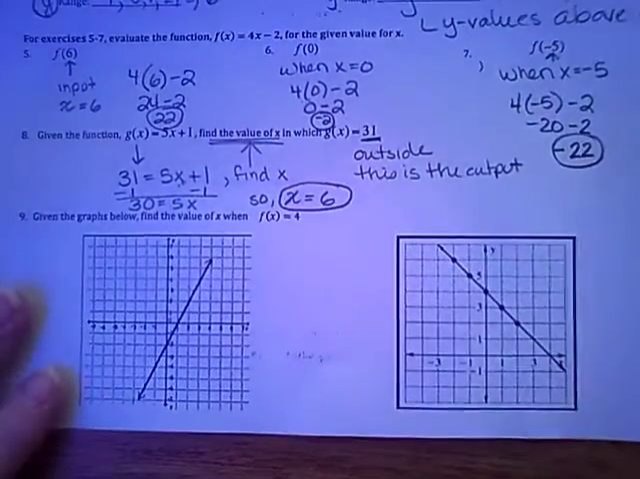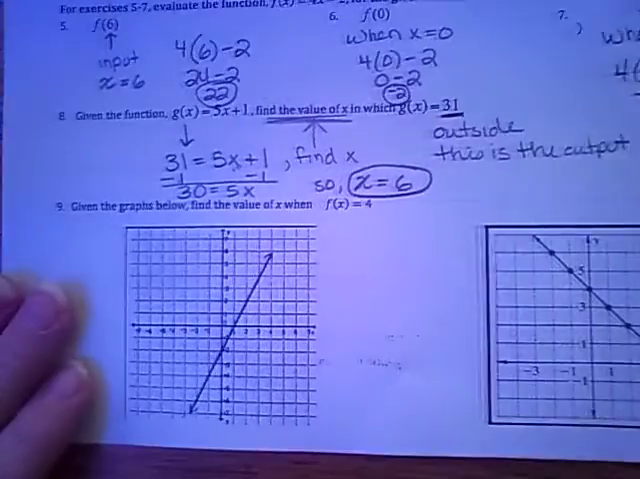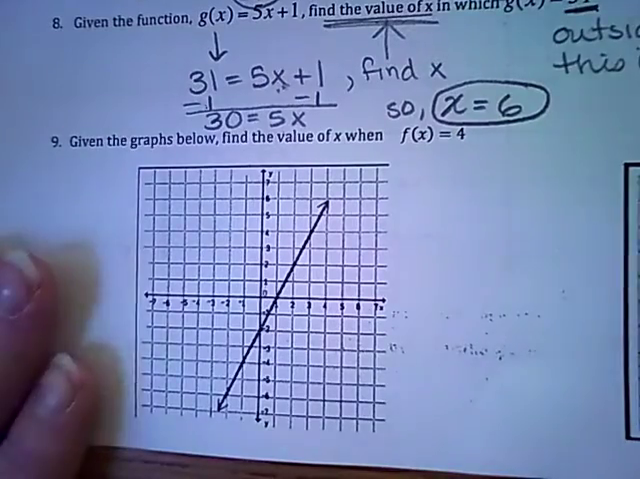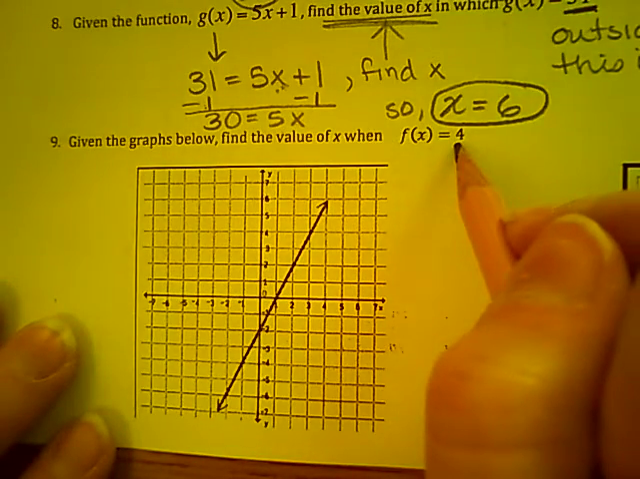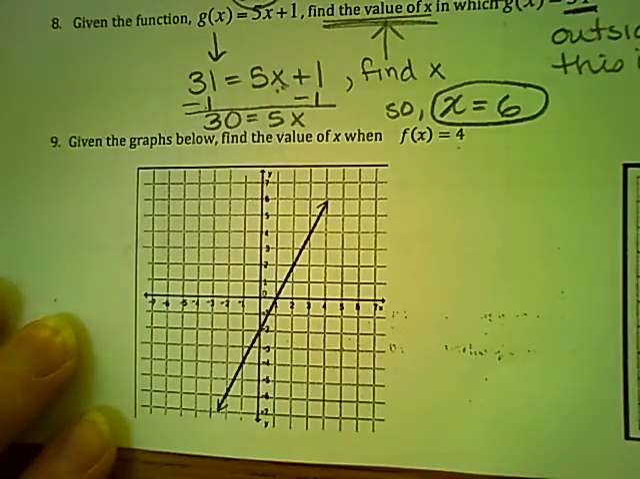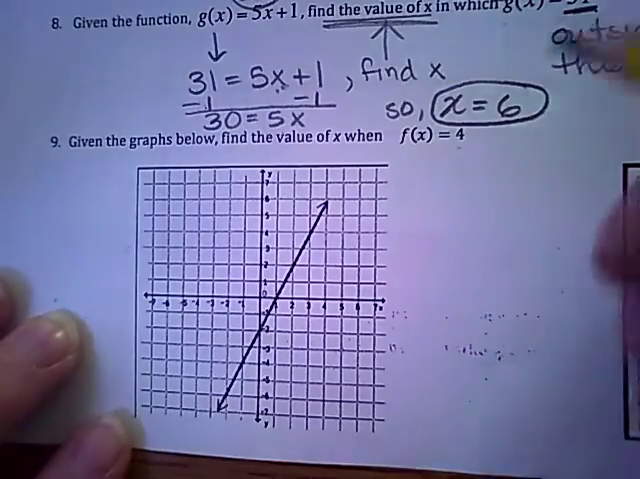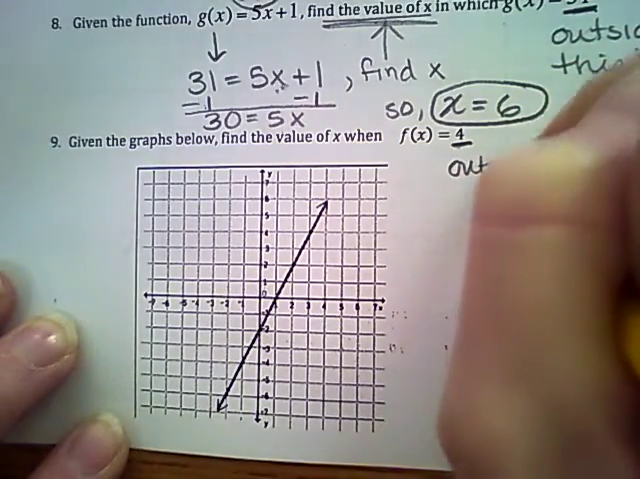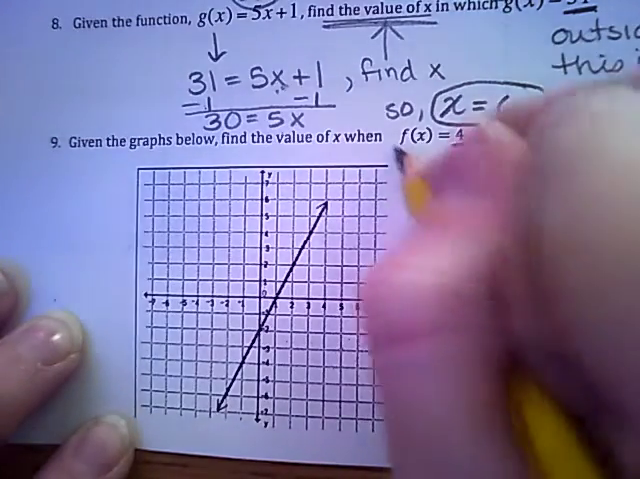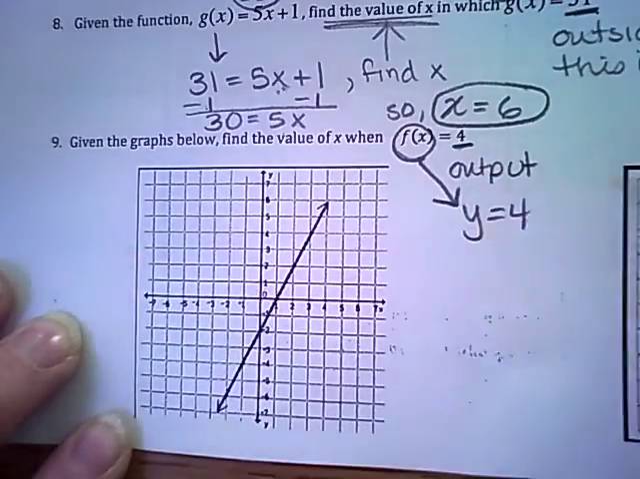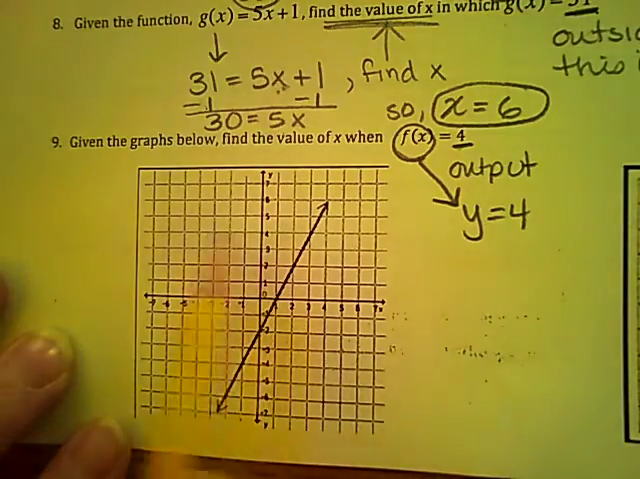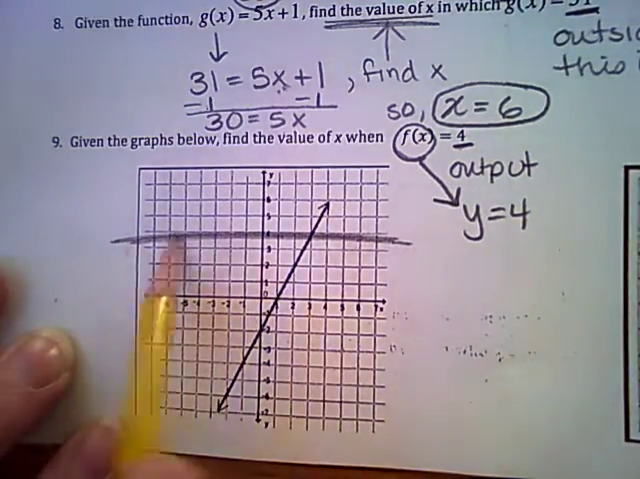Next, given the graph below, find the value of x when f of x equals 4. Is 4 an input or an output? Is it in the parentheses or outside? That's an output. So the output means when y is equal to 4. Remember, that's the whole reason why we started using f of x. F of x is the same as y. So we look on the y-axis. Here's when y equals 4.